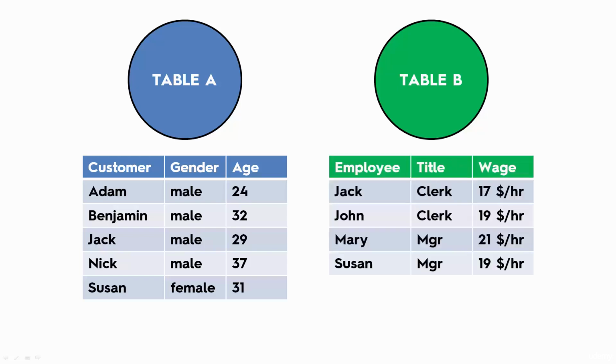Now, if we go to table B, it's a table of employees of a certain store, of our store basically. So it's got the employee name, the title, and the wage. What we're going to try and do is find out which of our customers are also our employees. So basically, where do we have matching rows in these two tables? And how are we going to do that? Well, if we look at the tables, we can see right away that Jack and Susan both appear in the customer and in the employee tables. So how do we do this from an SQL perspective, or basically from a joining perspective?